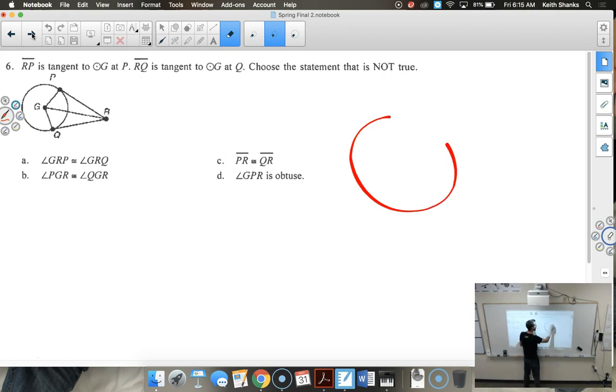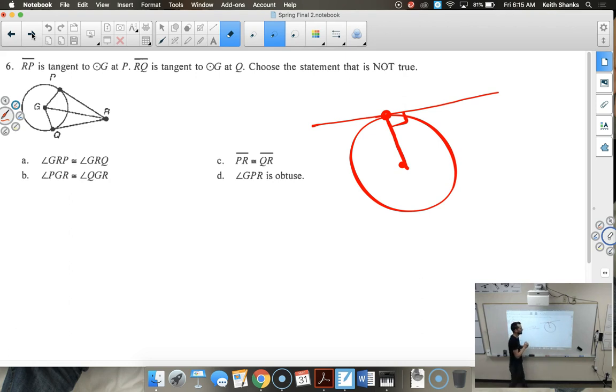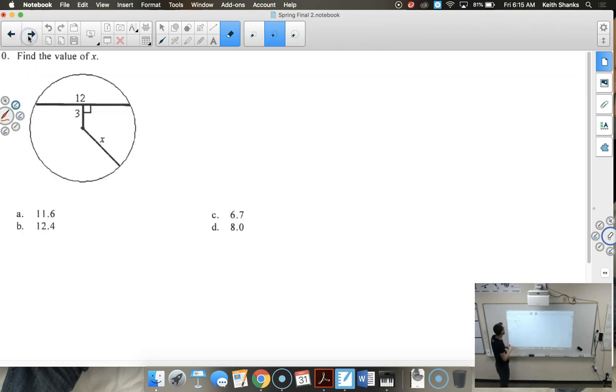It's just remembering a rule that if you have a circle and a tangent, the tangent is perpendicular to the radius at the point of tangency. So the answer that's wrong is D. It says which statement is not true, because they're saying that angle should be obtuse in the picture. And they actually made it look like it's obtuse right here. But you need to know that it's a right angle.